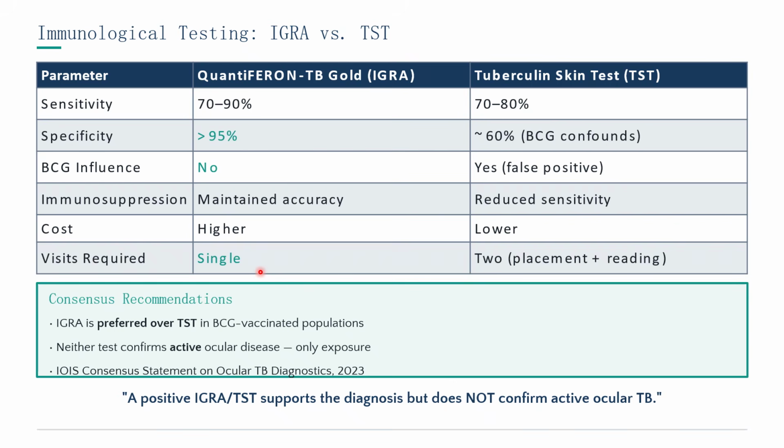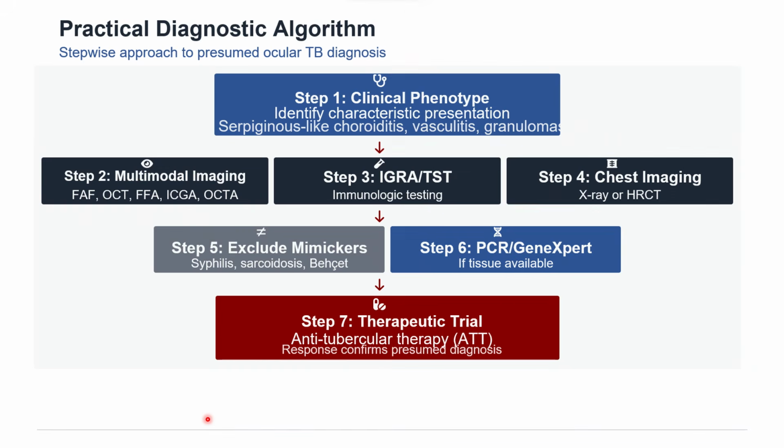So the general recommendation from the consensus is that we have to support our clinical finding with these immunological tests. However, IGRA is preferred over the tuberculin test, and the reason for that is the BCG vaccination. And as I said, a positive test will support your diagnosis. However, a negative test does not rule out the diagnosis.